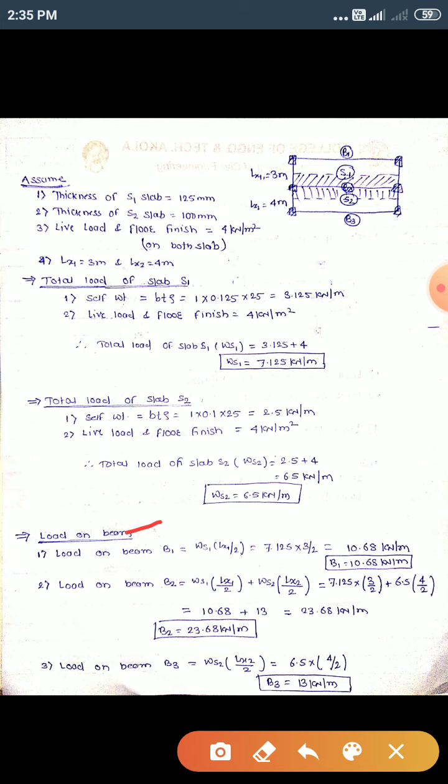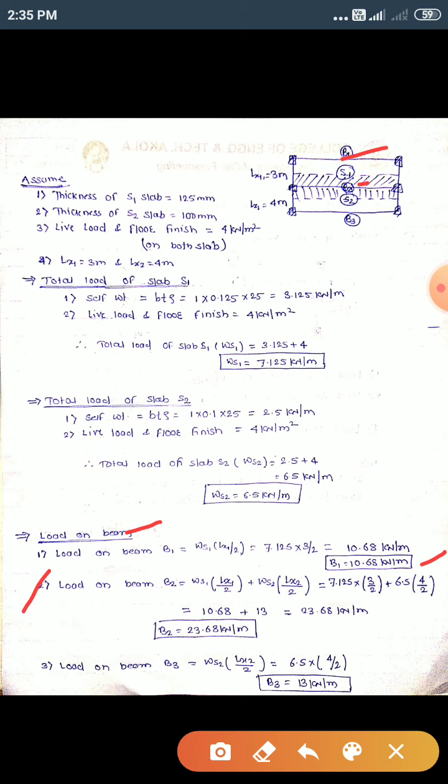So load transfer from S1 slab to B1 beam is WS1 Lx1 by 2, where WS1 is 7.125. Then Lx1 we have assumed 3 meter. Okay, so by considering this formula, you will get the total load from S1 slab to beam is 10.68 kilonewton per meter. Okay, now similarly, once you calculate the B1, then go to the calculation of load transfer from S1 and S2 slab to the beam B2.